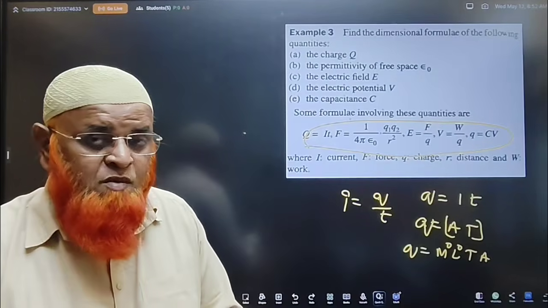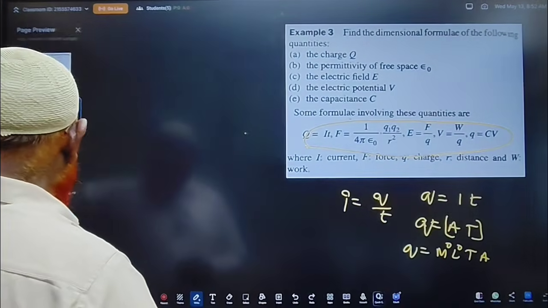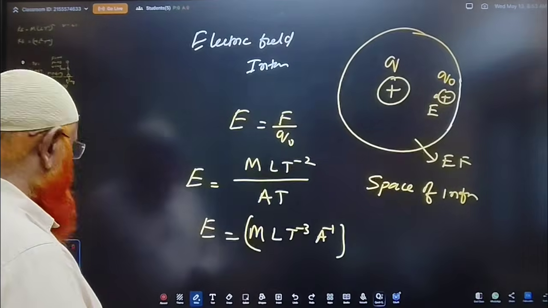I am explaining so detailedly because you have got a revision of that chapter also. Electrostatics revision is also happening here. So how to find out the electric potential now? It is easy to remember the formula also.